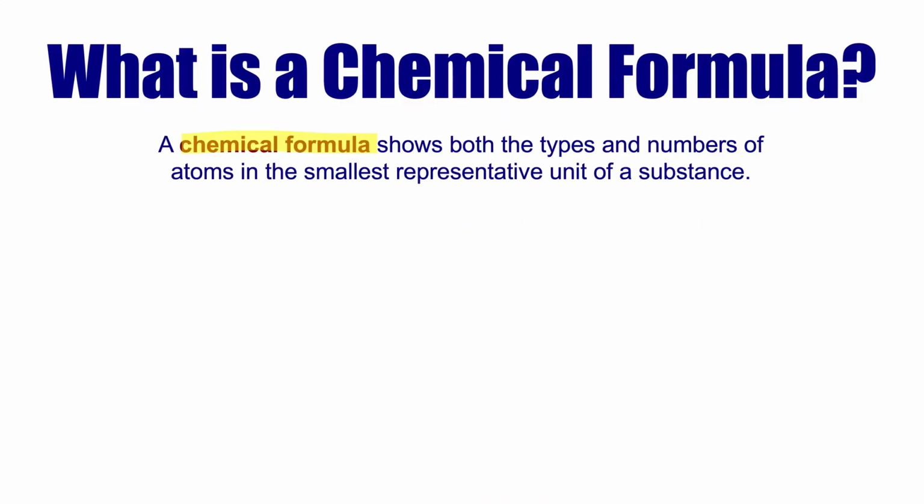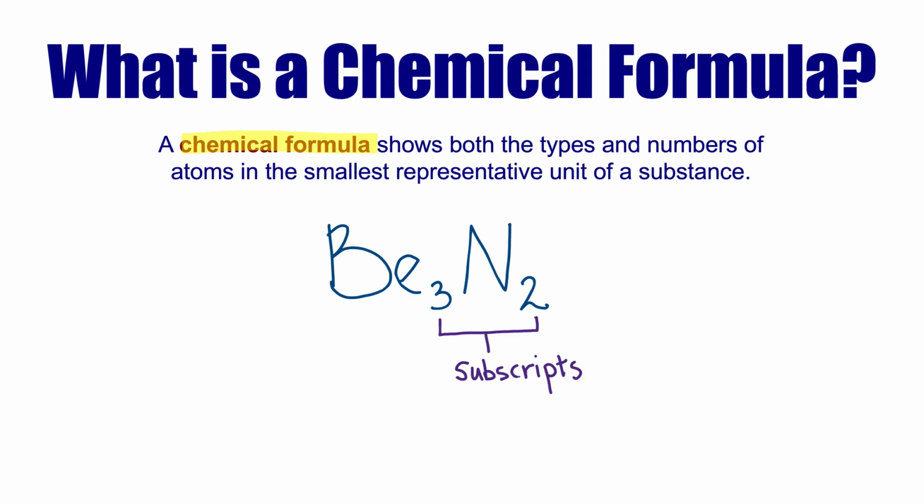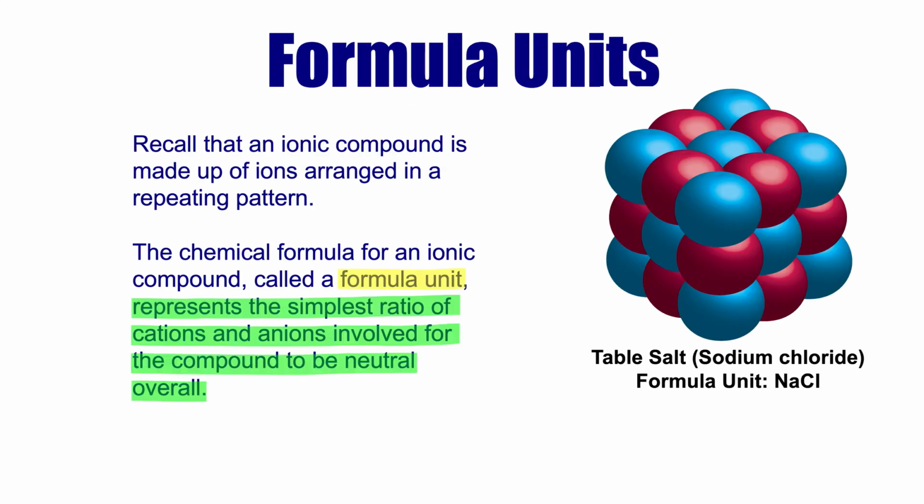The first thing you need to understand is, what is a chemical formula? A chemical formula is going to show you both the types and numbers of atoms in the smallest representative unit of a substance. So what you're looking at right now is the formula of an ionic compound of beryllium nitride. What you need to understand is what those little numbers are called. They're called subscripts. So moving forward, when we're talking about a chemical formula, those little numbers, we're going to use the word subscripts.